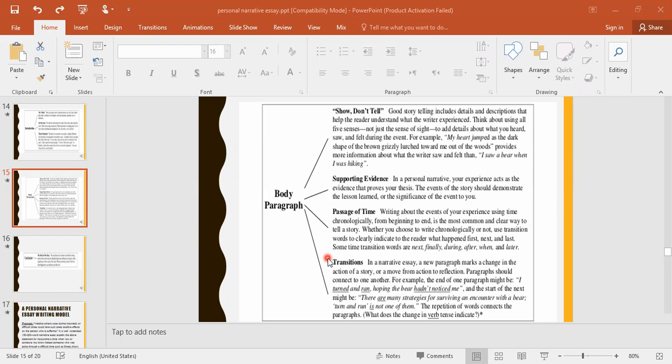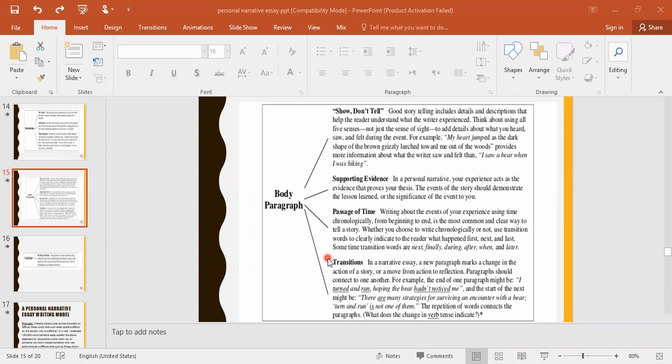For example, my heart jumped as the dark shape of the brown grizzly lurched toward me out of the woods provides more information about what the writer saw and felt than I saw a bear when I was hiking. Which one is more attractive? Which one grabs your attention more? Which one allows you to feel more with the reader? If he said, my heart jumped as the dark shape of the brown grizzly lurched toward me out of the woods, or I saw a bear while I was hiking. Of course, the first one.